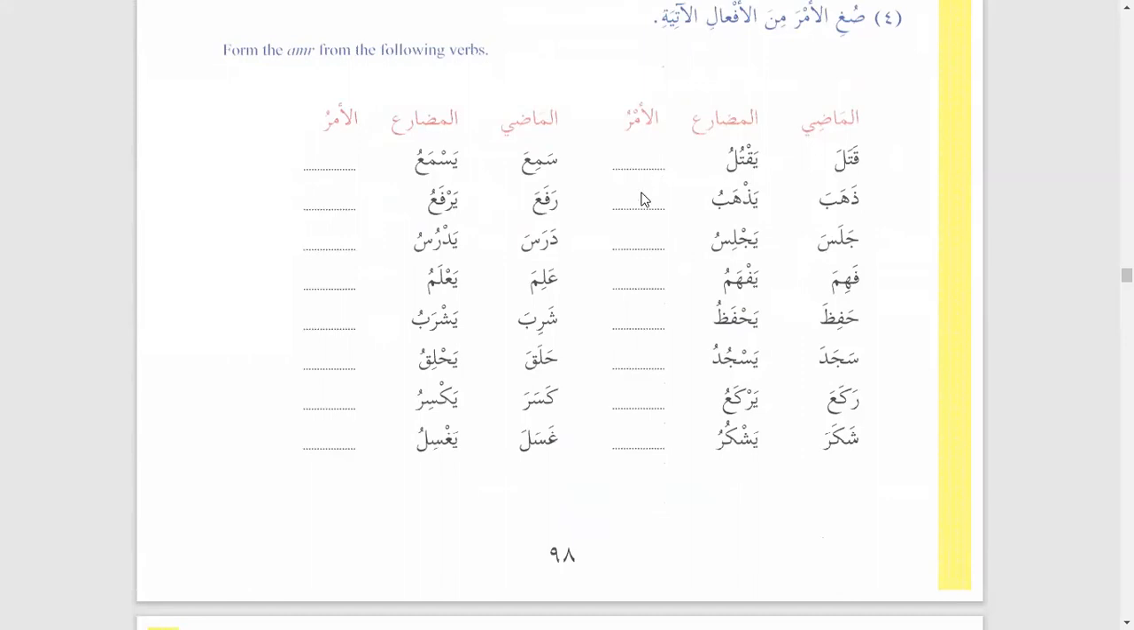If you can translate, it would be great as well. So only the imperative form, it will be you go, right? Ijlisu, ijlis. You sit. Yeah, sit. Okay. All right. Fahima yafhamu, ifham, understand. Okay. Ifham. حفظ يحفظ احفظ. Okay, you memorize. Sajada yasjudu usjud. اسجد. Usjud lillah. Yes. Prostrate to Allah subhanahu wa ta'ala only.